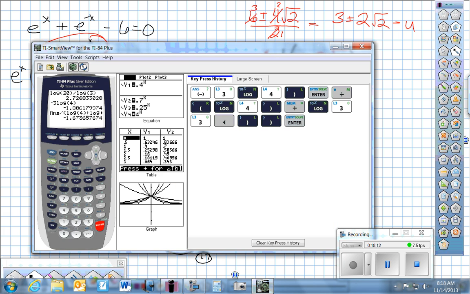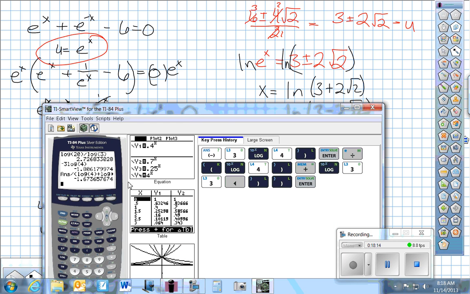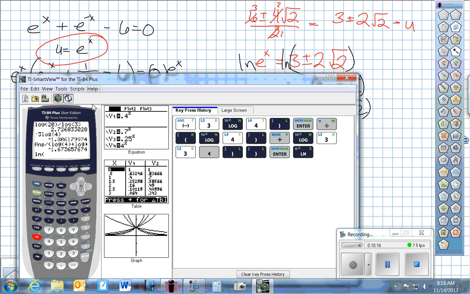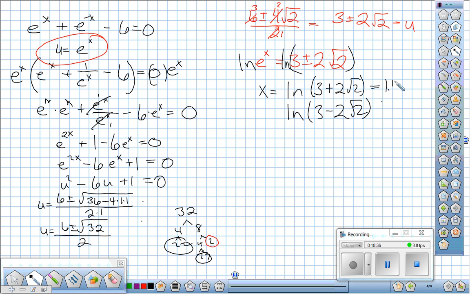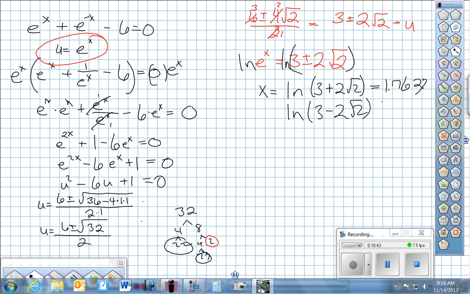And I will take the natural log of 3 plus 2 square roots of 2. I don't want my parenthesis in there. I want to come out here and do my parentheses. Enter, and I get 1.7627. And then I'm going to go back and do my subtraction piece.